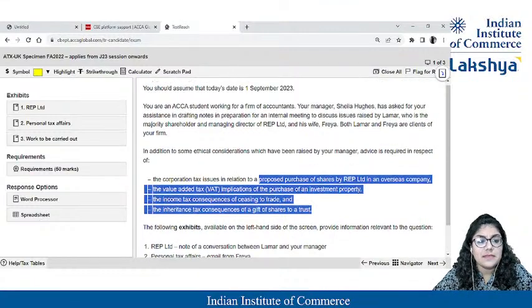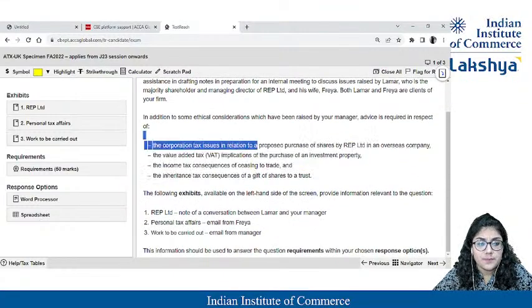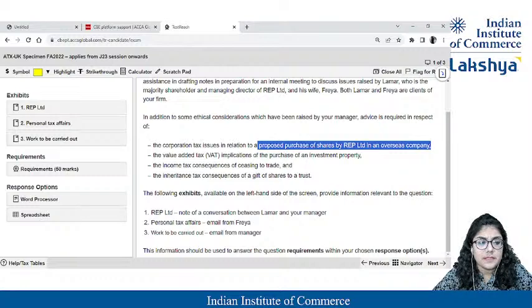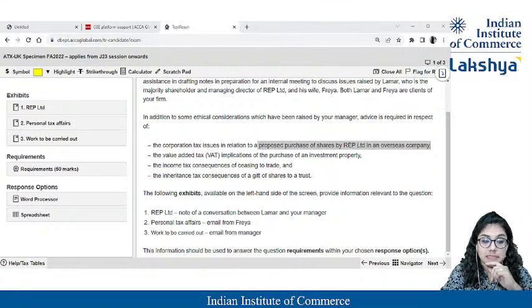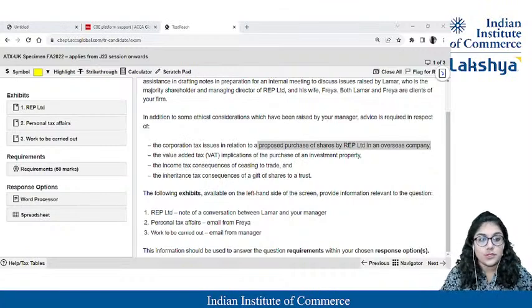What are you getting as the hint? Yes. So basically REP Limited wants to know about purchasing some shares in another company which is not UK resident. So somewhere else they want to earn.